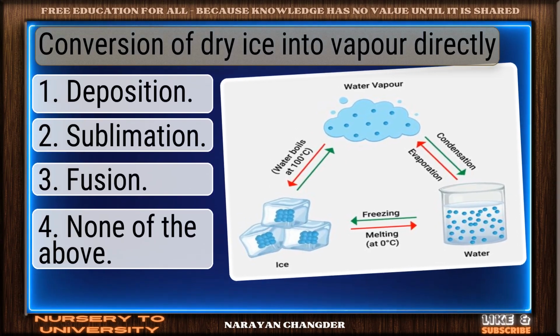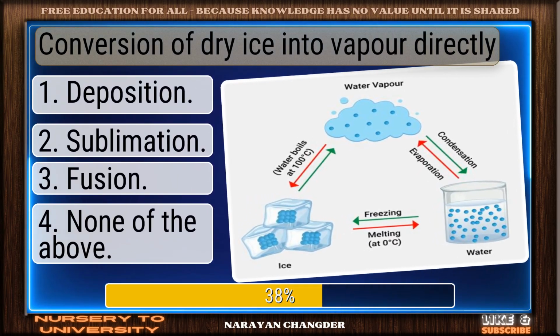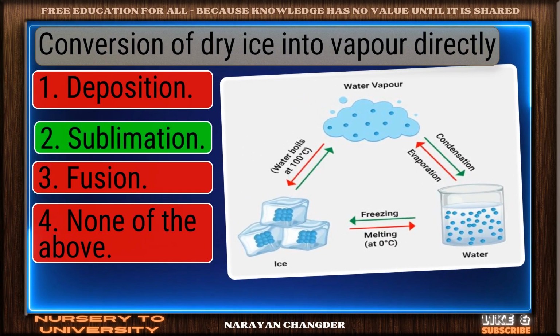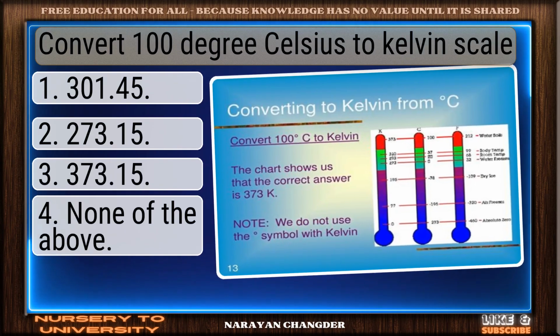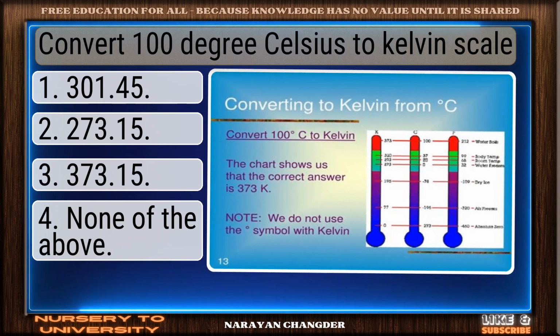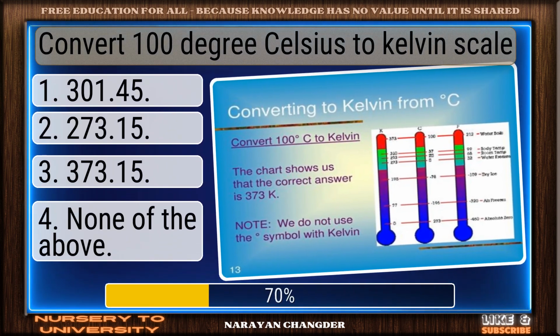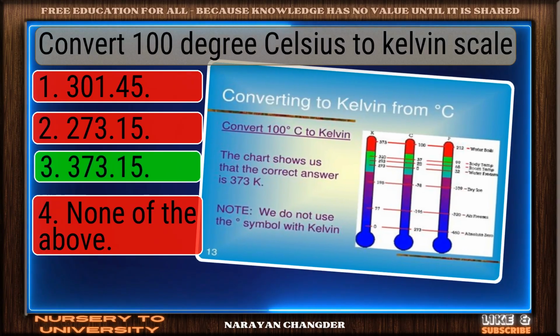Question number 71. Conversion of dry ice into vapor directly. Good thinking. Sublimation is the right answer. Question number 72. Convert 100 degrees Celsius to Kelvin scale. You got it. Your choice, 373 Kelvin, is right.